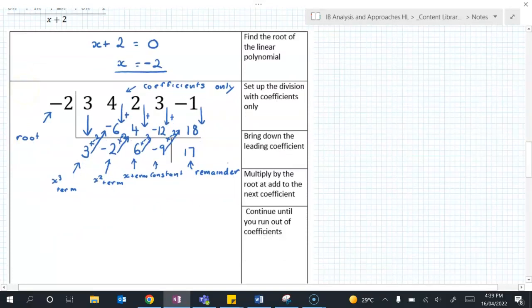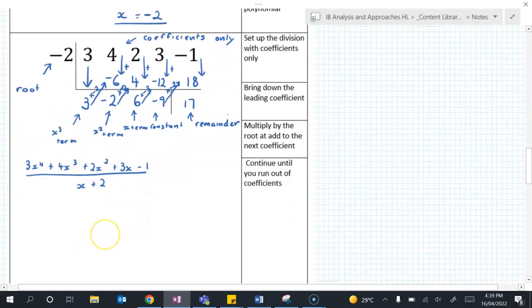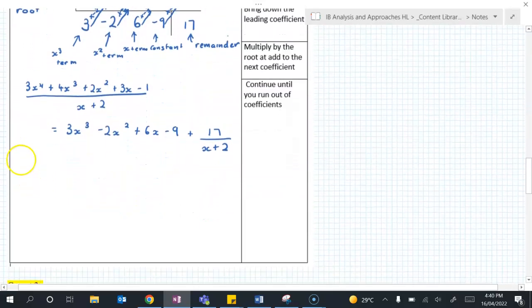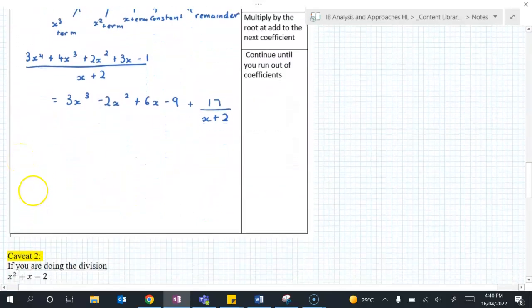Okay, alright, so what did we get? Well, we were doing 3x to the power of 4 plus 4x to the power of 3 plus 2x squared plus 3x take 1 all over x plus 2, and so then we got 3x to the power of 3 take 2x squared plus 6x take 9, and then the remainder over x plus 2 using mixed number form.